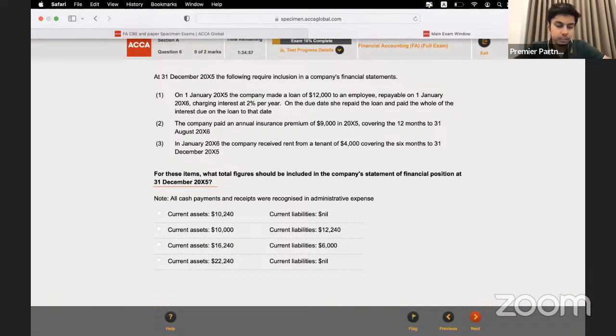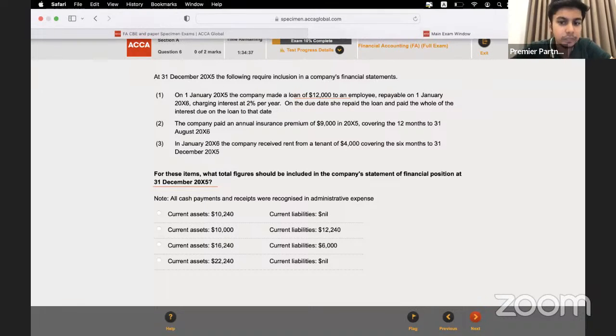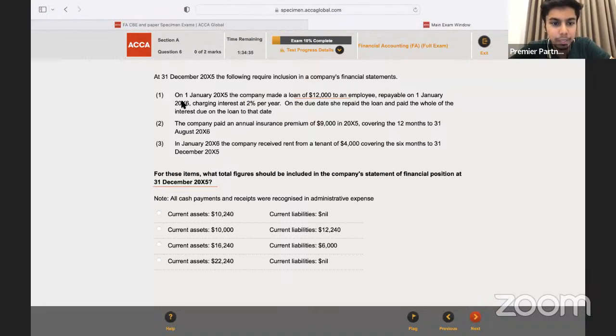Okay. So guys, now let me explain to you how to do this particular question. A little bit of a tough question. On 1st of January 2000X5, the company made a loan. Now, this is the tricky part, guys. The company didn't take a loan. They made a loan to an employee, repayable on the 1st. So, on the 1st of January, they gave a loan asking the employee to pay back in next January. So, within 12 months, it becomes current.